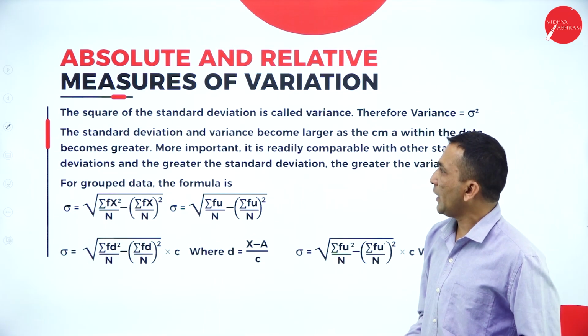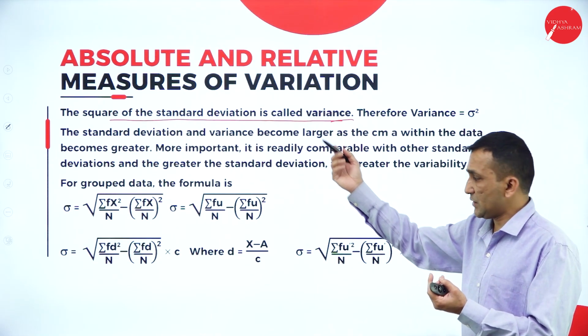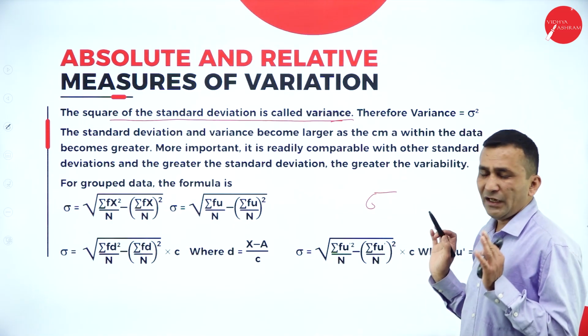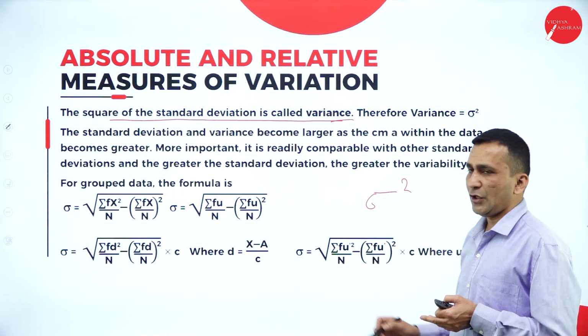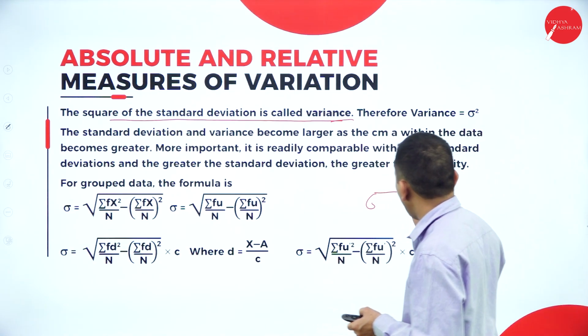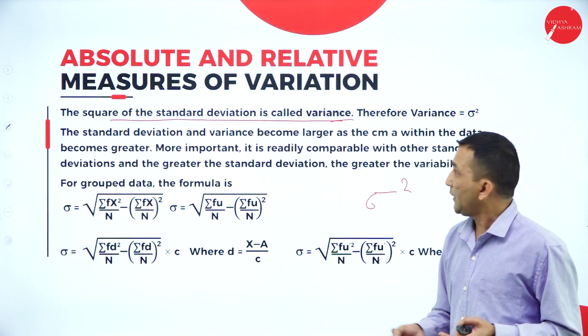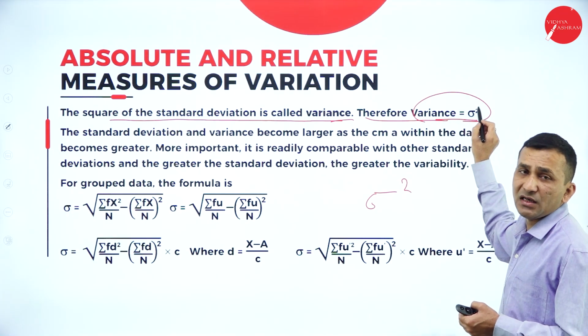There is one more formula here: the square of the standard deviation is called variance. When you write only sigma, that is the standard deviation. When you write sigma squared, that is your variance. When you calculate the coefficient of variation, you will get more clarity. So the variance is symbolically represented as sigma squared.